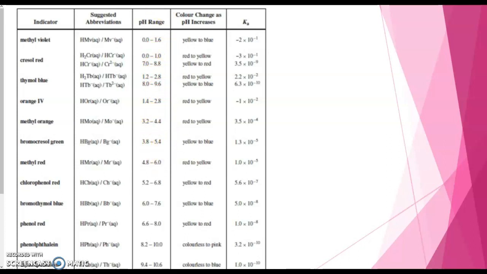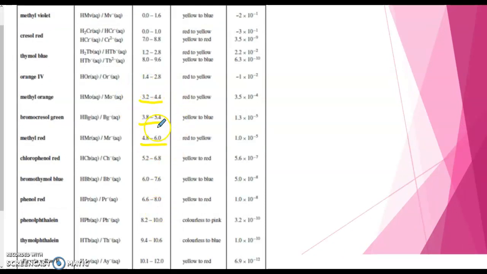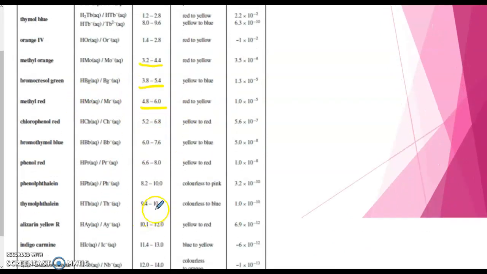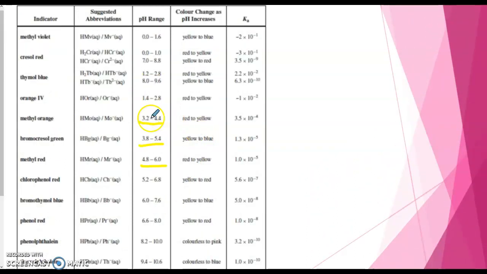So we've got one right here, 3.2 to 4.4. There's one. This one's in the 4.5 range. This one is another one in the 4.5 range, a little bit above. And this one, let's keep on going. We want to look at anything that's possibly inside the range or very close to 4.5. So that's pretty much those three. We're going to look at methyl orange, bromocresol green, and methyl red.